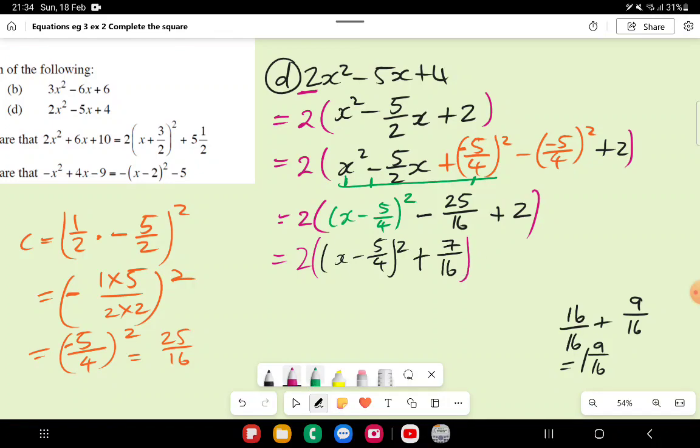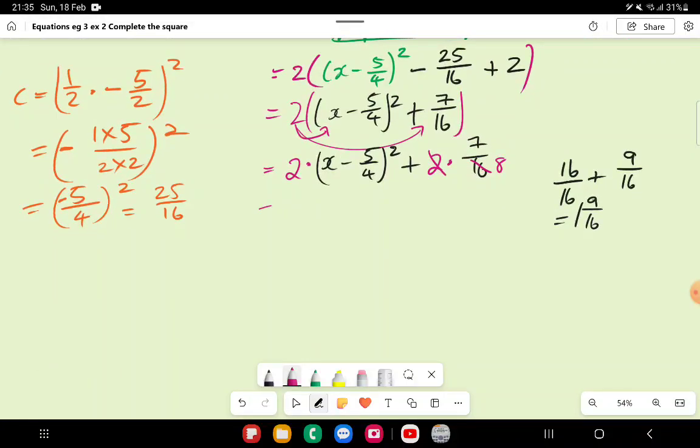And then I distribute this back in. So this 2 must go to both factors. So I have 2 times x minus 5 over 4 squared plus 2 times 7 over 16. Notice 2 cancels with 16 8 times. So now my final answer is going to be 2 x minus 5 over 4 squared, I don't know why I'm writing everything in pink, plus 7 over 8. That's your final answer. Should be in black.